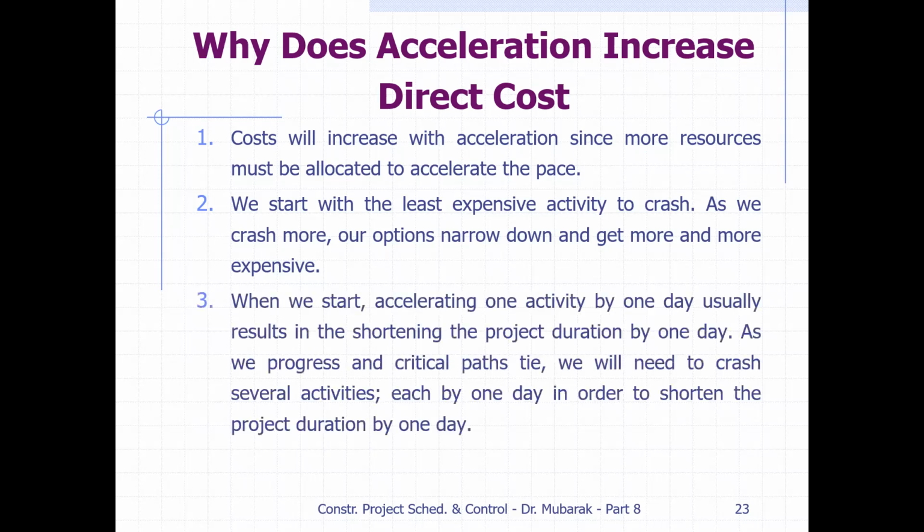When we start accelerating one activity by 1 day, it usually results in shortening the project duration by 1 day. As we progress and critical paths tie up, we will need to crash several activities, each by 1 day, in order to shorten the project duration by 1 day. So if there is one critical path, we have to shorten one activity. If there are two critical paths, we have to shorten the duration of an activity on each critical path. This is the way that we can do the acceleration.